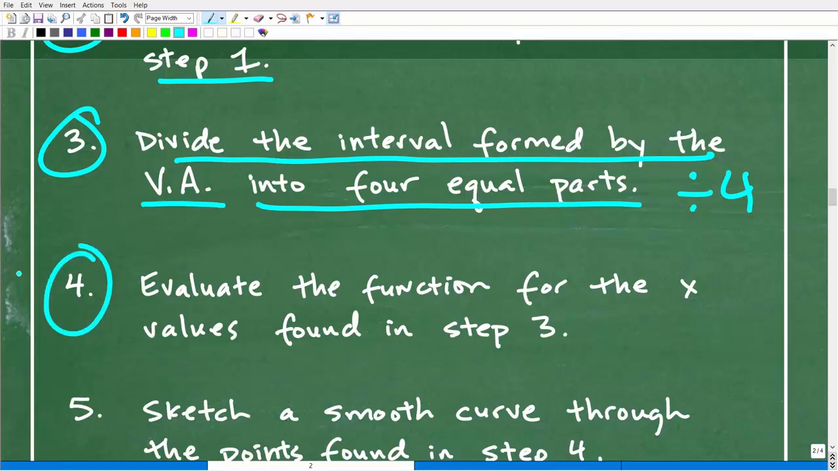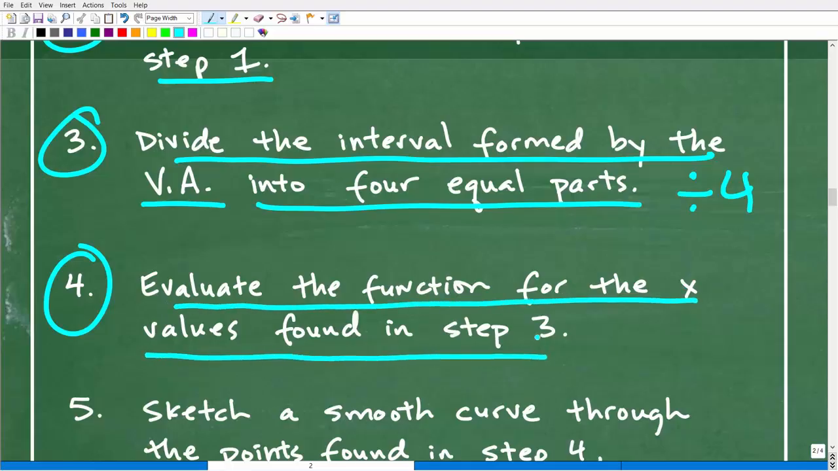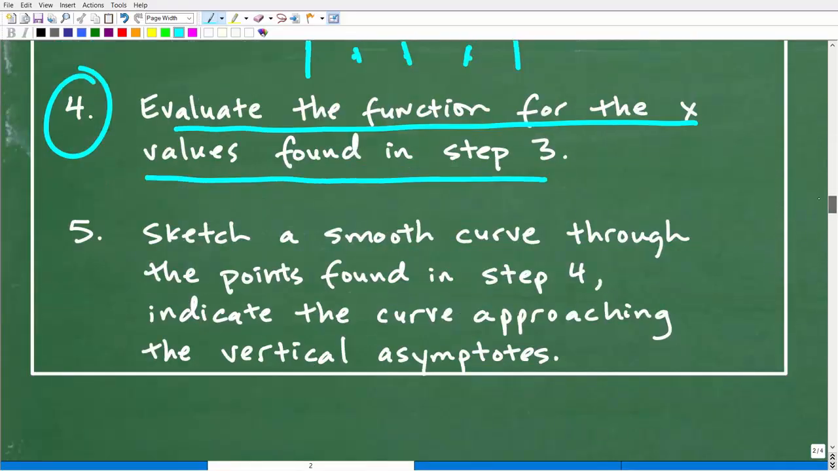Let's move on to our fourth step. We need to evaluate the function for those values found in step 3. We're going to come up with 4 equal parts here. So we have our asymptotes, and then we're going to divide this into 4 sections. And then from each of these sections, we need to evaluate the function for those values. I'll show you what I'm talking about here in a second. But again, if you are a trigonometry student or a pre-calculus student, you should have a sense of what I'm talking about.